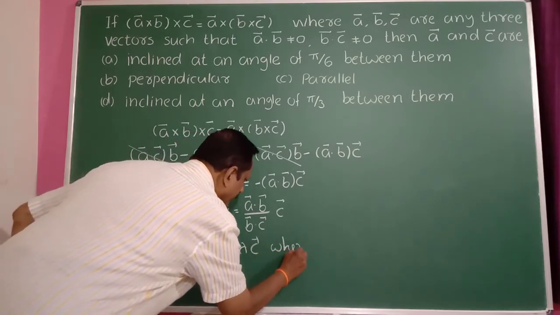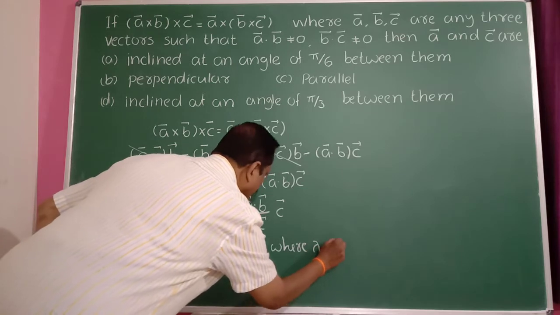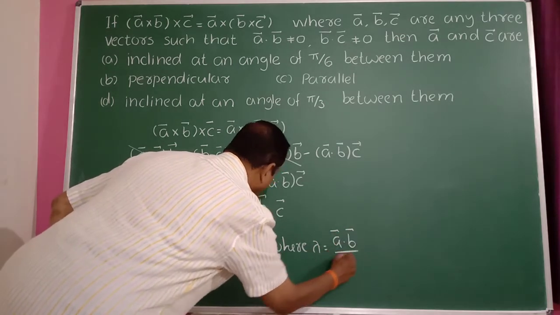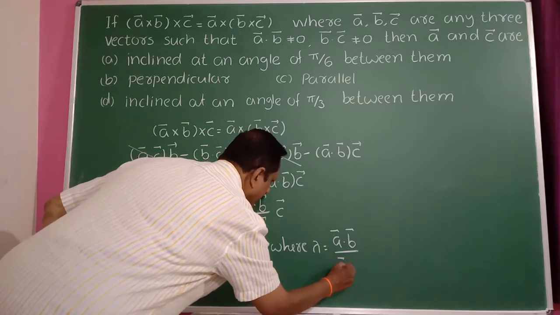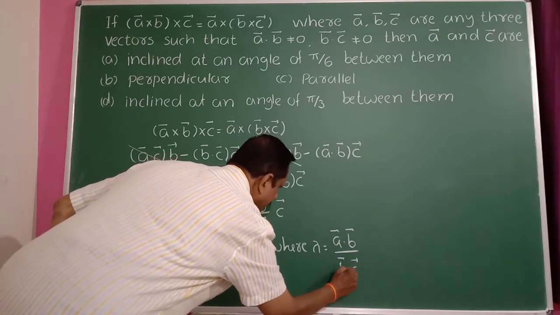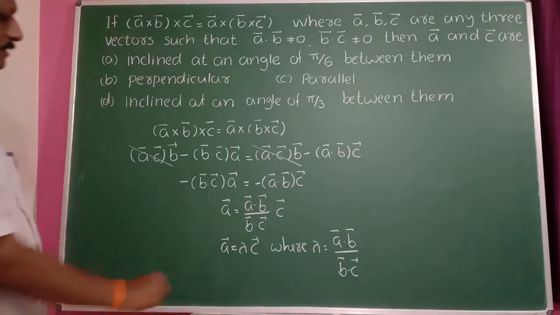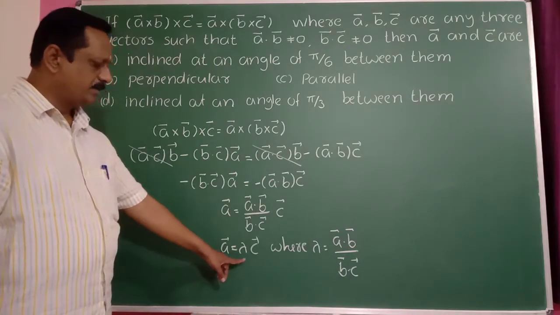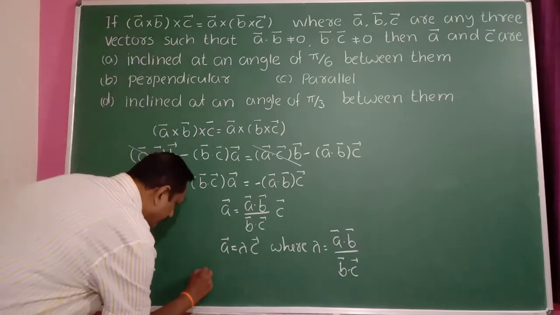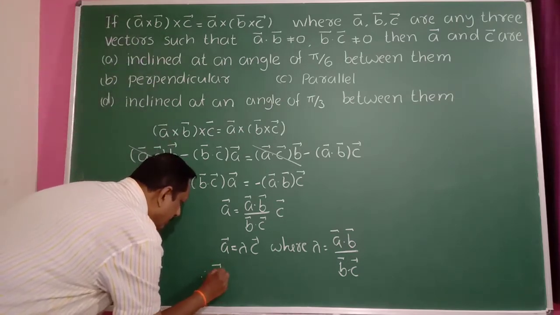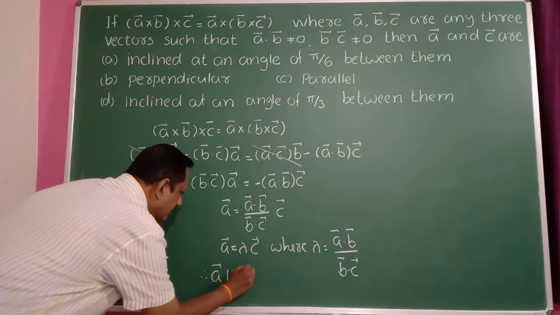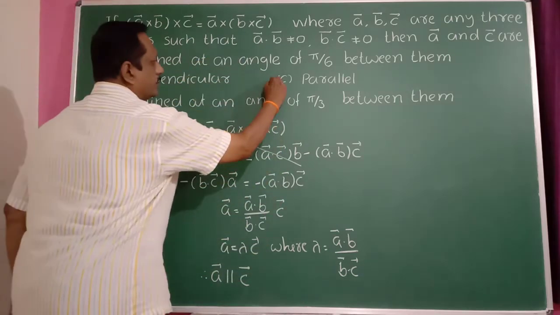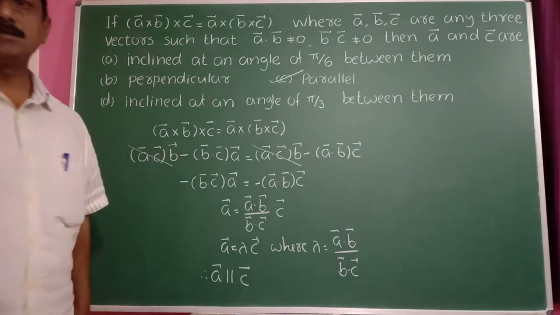Yes, this is in the form of A bar is equal to lambda into C bar, where lambda is equal to A bar dot B bar divided by B bar dot C bar. So this is a scalar quantity here. So if this condition is satisfied, then A bar is parallel to C bar. Therefore, A bar is parallel to the vector C bar here. Hence A bar and C bar are parallel. Third option is correct.